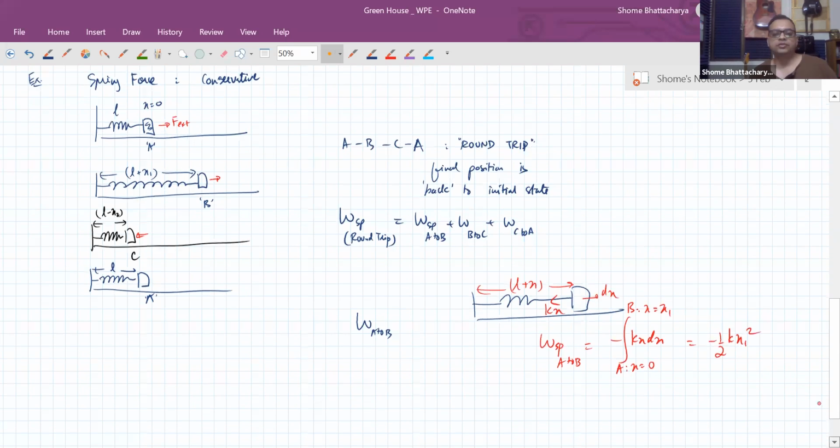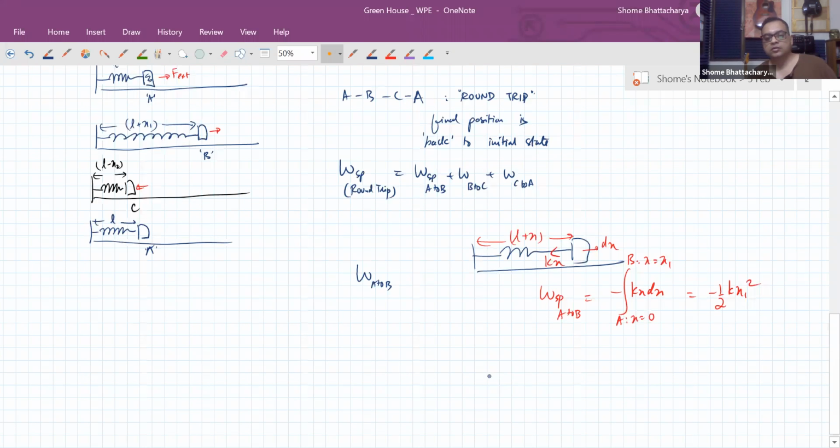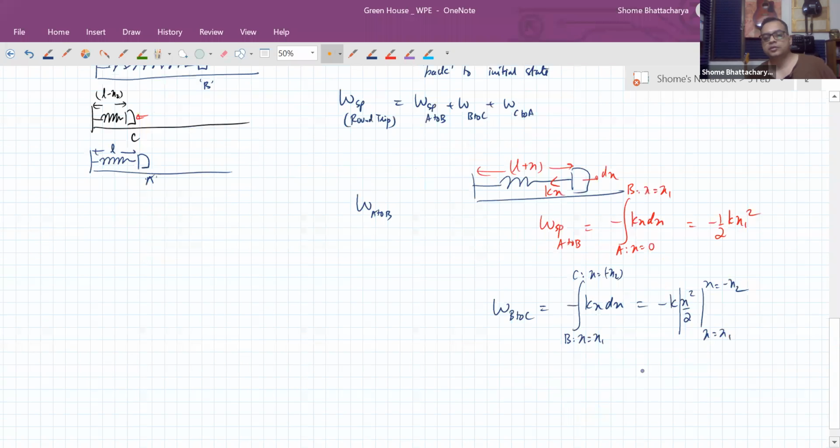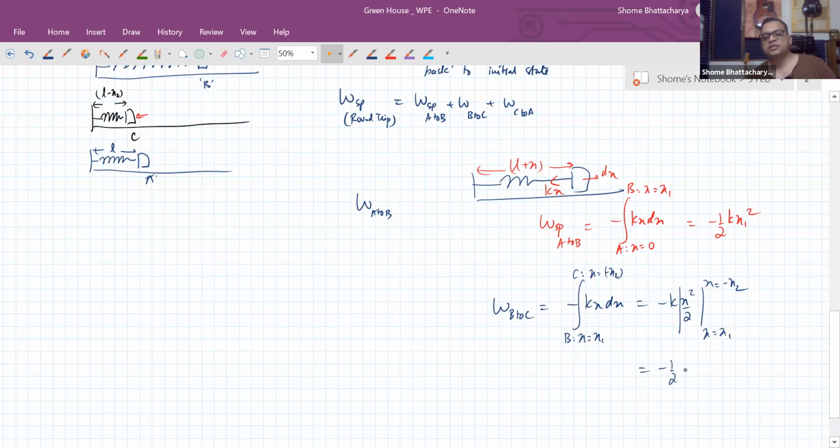Okay. Then when you're going from B to C, what is happening? Again, the direction of the spring force and displacement are opposite, but this time you're going from B where x is equal to x1 to C where x is equal to minus x2. So it is again minus half kx square, but the limit going from x1 to x equal to minus x2. Okay, so it is minus half k (x2 square minus x1 square). This is the work done from B to C. Okay, this was the work done from A to B.